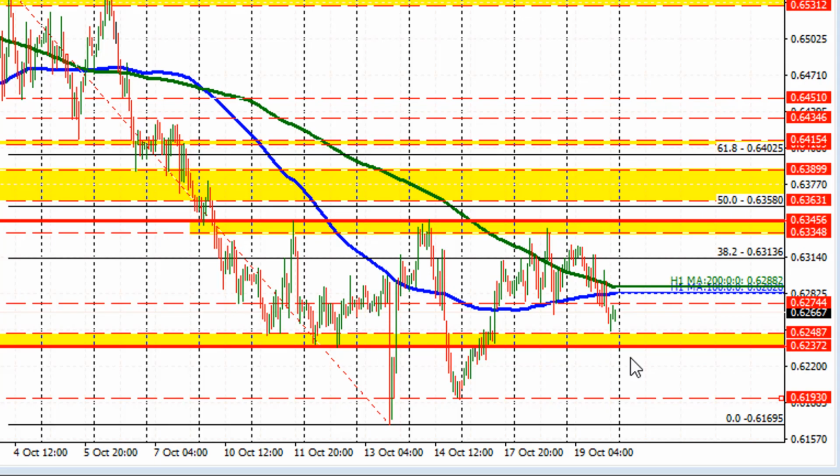Now, you could say that the bias is the downside, so it should be short, but there is risk involved with this number. So sometimes it's best to just be square, let the data come out, and then react to the price action. For instance, if it comes out weaker than expected, you might look to sell against this level or sell on a break. What are the levels on the downside that would define a break?